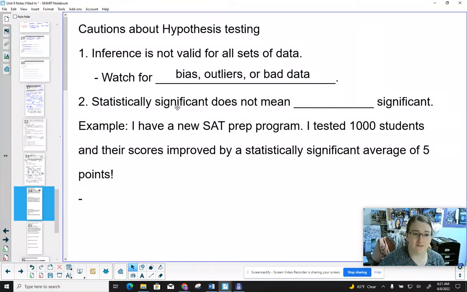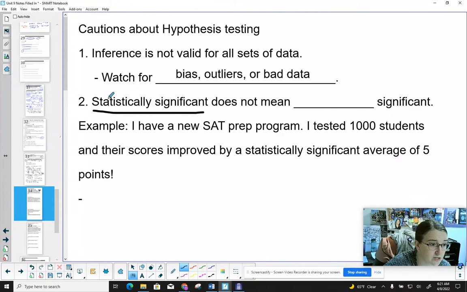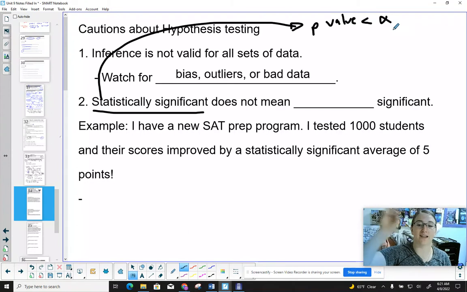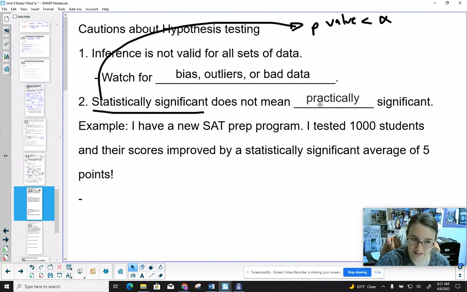Remember, that's statistically significant. And if something is statistically significant, that means p-value less than alpha. So I'm going to say that right there, actually. Let's write that. We see this often. If something is statistically significant, that means that the p-value is less than alpha. That means we have evidence, and that's significant. But it does not mean practically significant. So for example here, it doesn't always mean practically significant. We can do all of the math, but in real life, it's not useful to us.